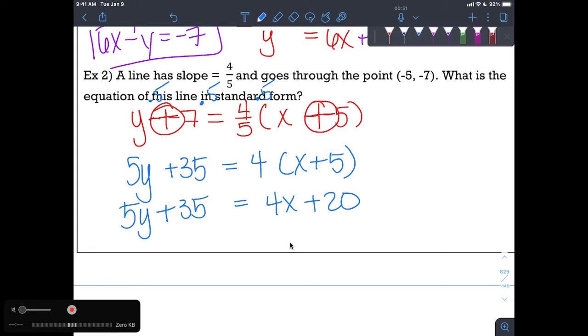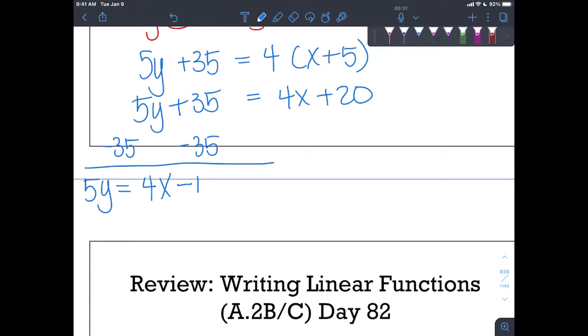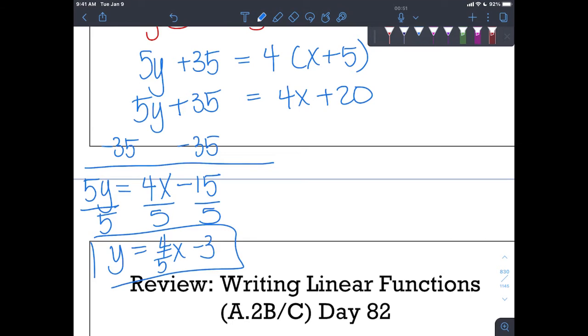I can move this to standard form. I can move it to slope intercept. So let's head over to slope intercept first, okay? So I'm going to move my 35 because I want to get y by itself. And then, of course, I divide by 5. There I am in slope intercept form. Now, what if I wanted this in standard form?